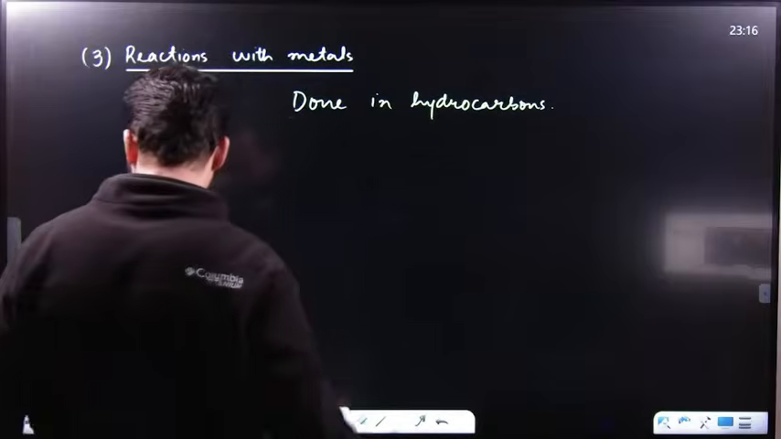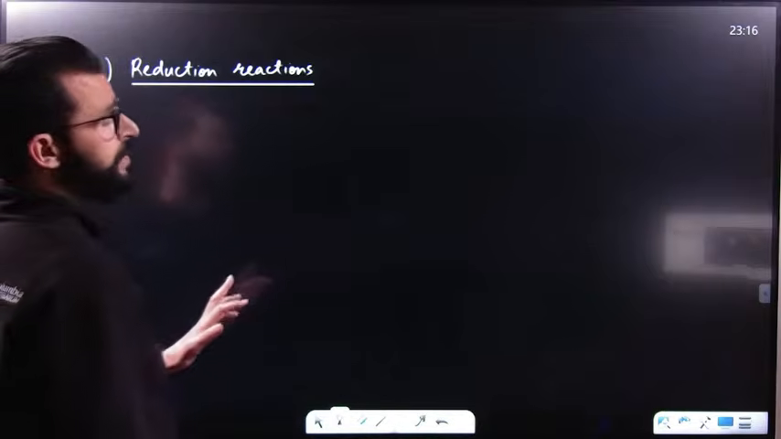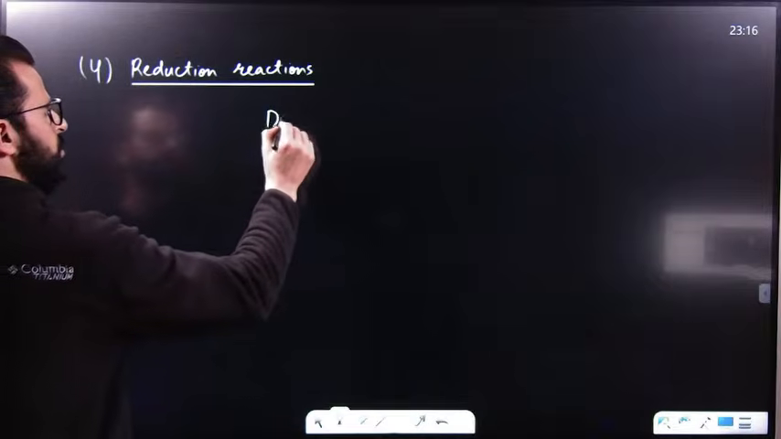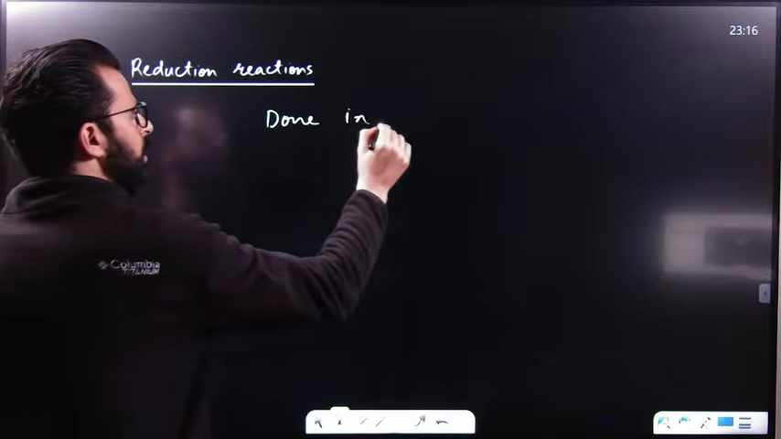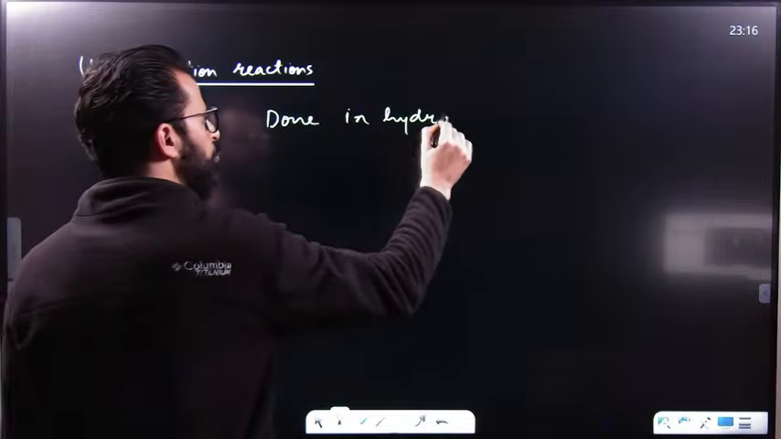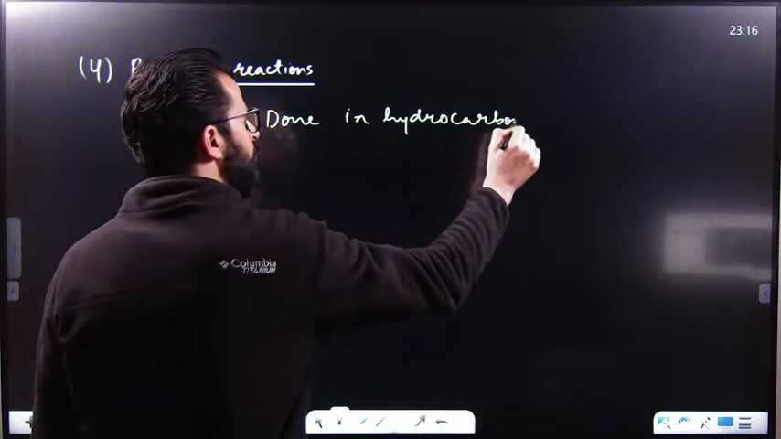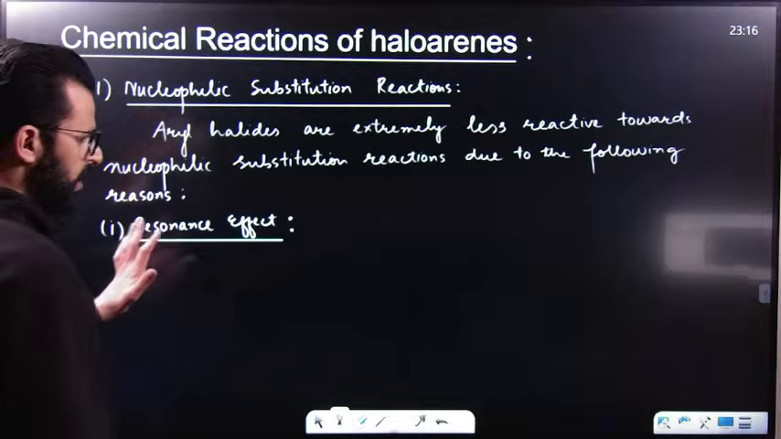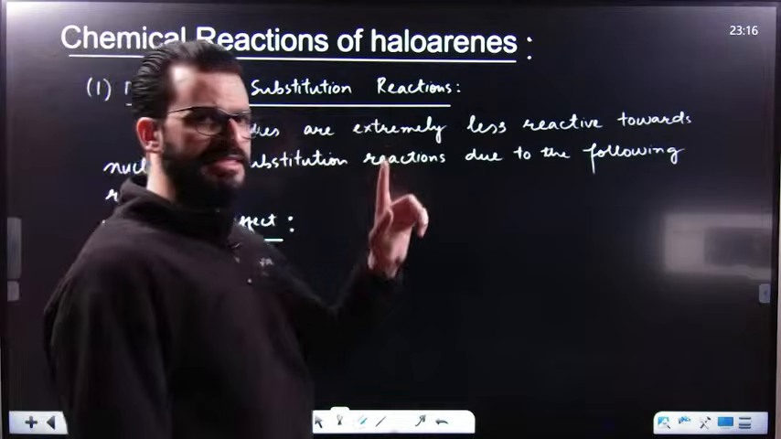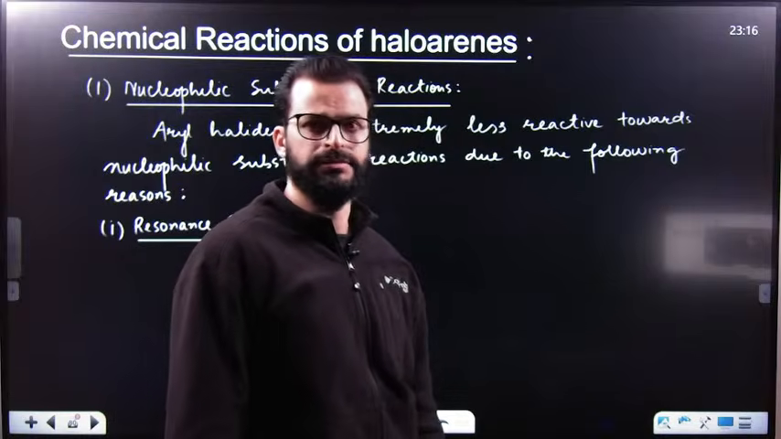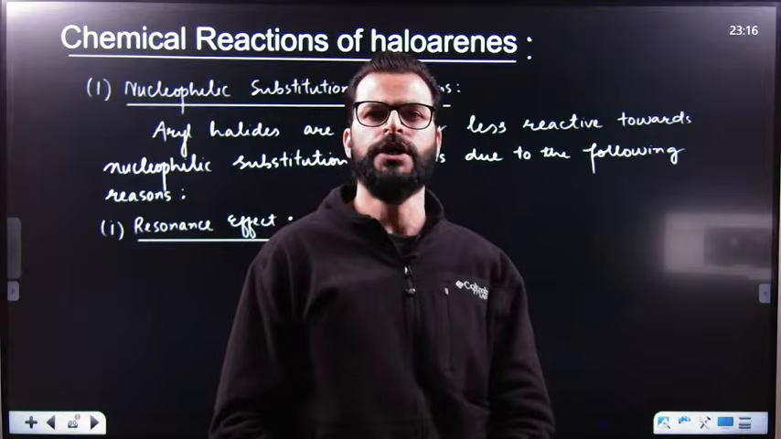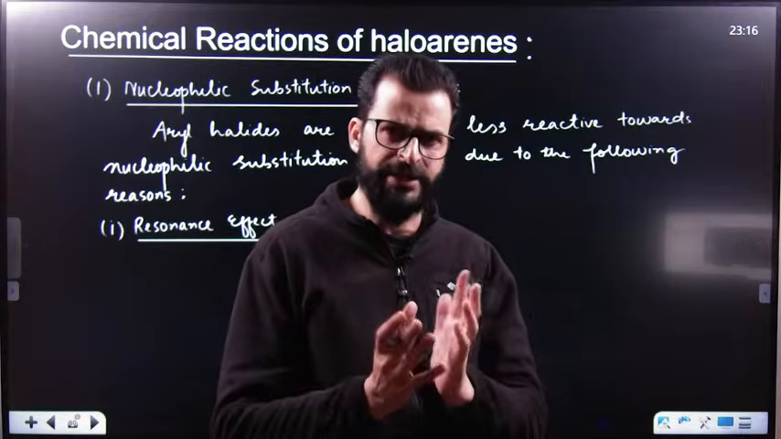So to understand the haloalkane and haloarene chapter, hydrocarbon is very, very important. Now, reduction reactions are already done in hydrocarbons. So go through hydrocarbons so that you can understand haloalkane and haloarene more easily. Now have a look: nucleophilic substitution reactions do not generally take place with haloarenes under normal conditions.